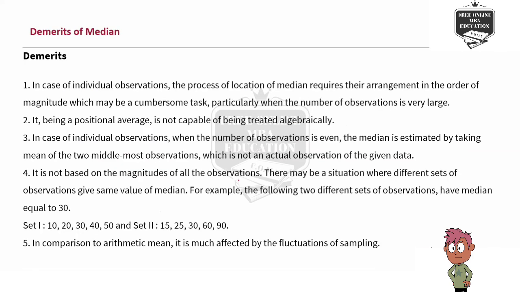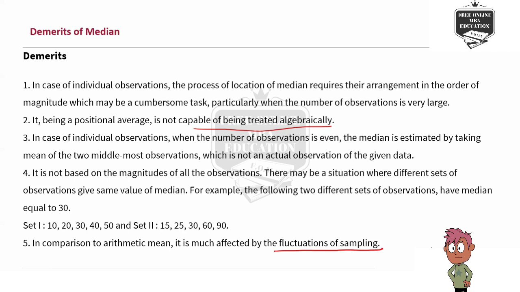The demerits are, being a positional average, it is not capable of being treated algebraically. In case of individual observations, the process of location of median requires their arrangement in the order of magnitude. And if you are not writing it in the correct ascending or descending order, again, you will not be able to get the answer. In comparison to the mean, it is much affected by the fluctuations of sampling. So mean was less affected, but this is much affected by the fluctuations of sampling.